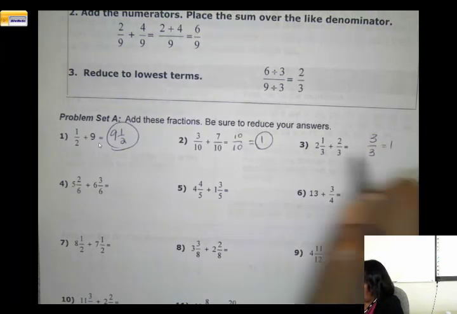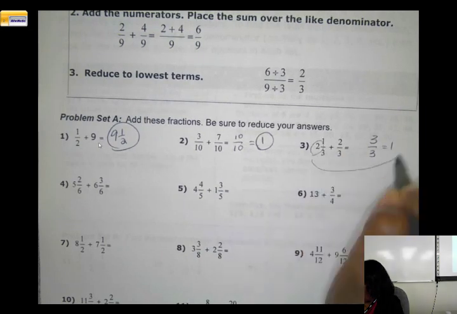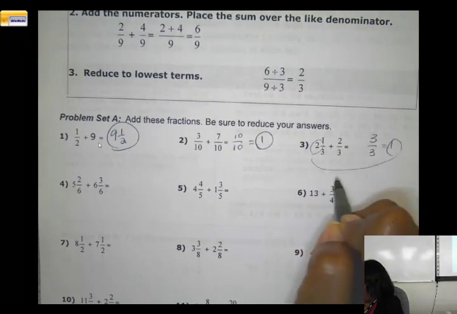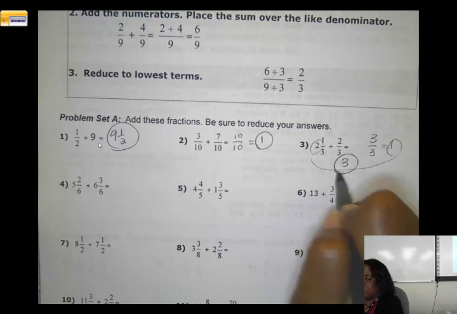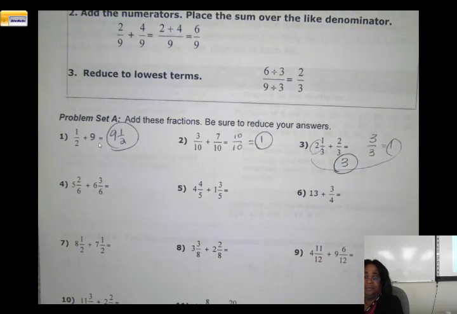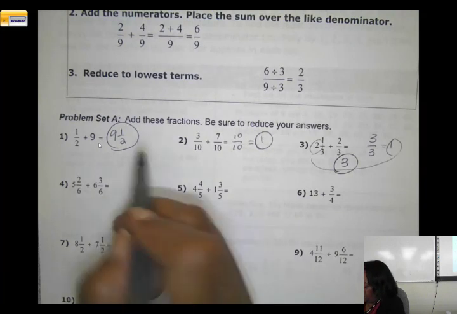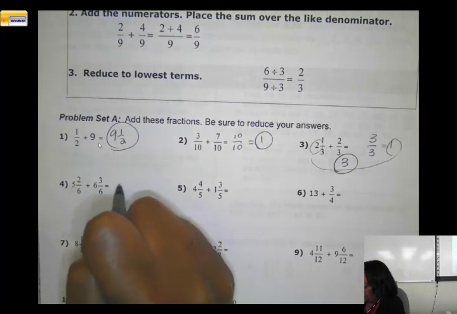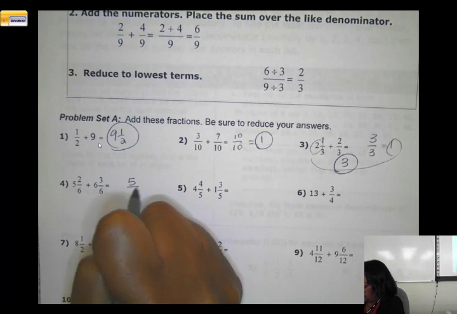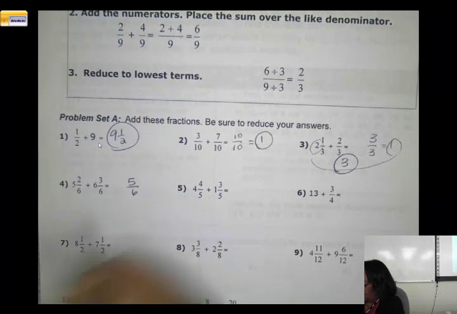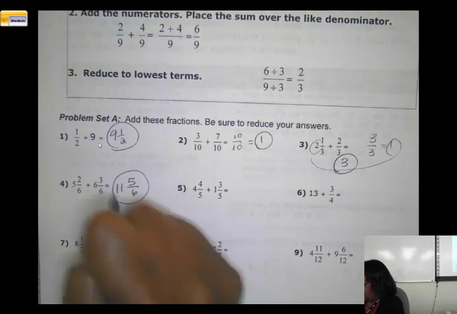So if I take 2 plus 1, how much is that? 3 altogether. So my answer is 3. The fraction turned out to be 1, and I just add that 1 to the whole number, which is 3. Number 4, you're going to have 5 over 6 for the fraction, and the whole number is 11.